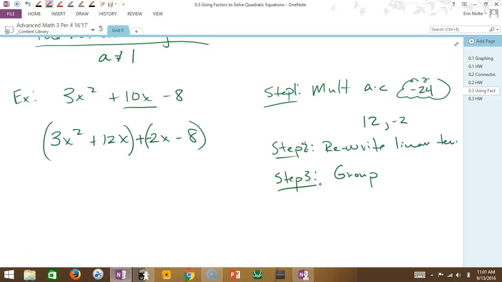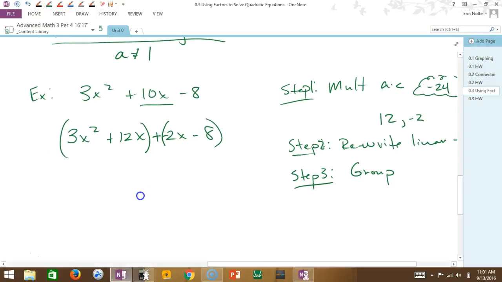Anytime you group with parentheses, you're thinking greatest common factor. On my first quantity, when I say quantity, do you know what I'm talking about? That set of parentheses, that's the mathematical word for the stuff in the parentheses. What's my greatest common factor of the first quantity? 3x. So I'm going to pull 3x out of the first quantity. What's left over? X plus 4. Everybody okay there?